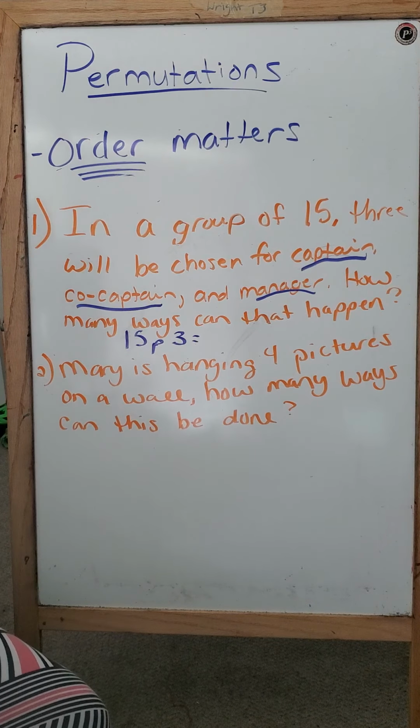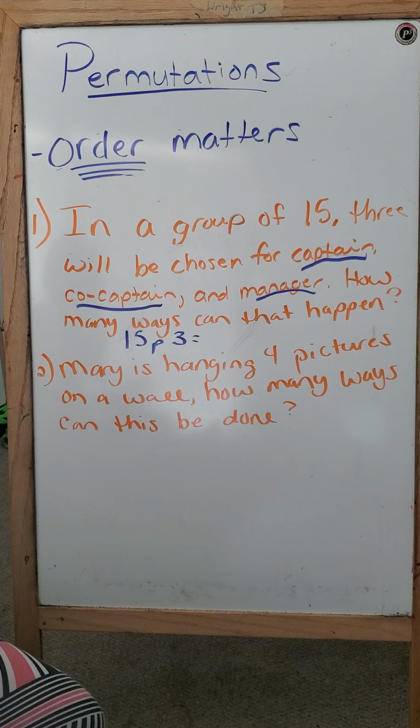Captain, co-captain, manager. So when you go to put it in the calculator, you would have 15 P3. That is how you would type it in, and the calculator steps will be posted. But 15 P3, and so there are 2,730 ways to choose your captain, co-captain, and manager. I know it sounds a little crazy, but when you're thinking about arrangements, and okay, I'm going to use these 3 first, these 3, then mix up the next 3, it makes sense. So just roll with it.